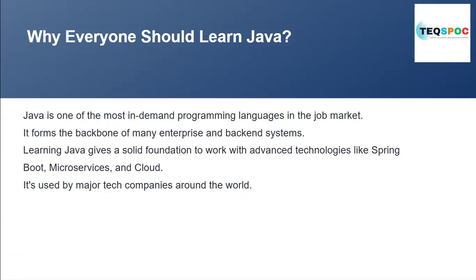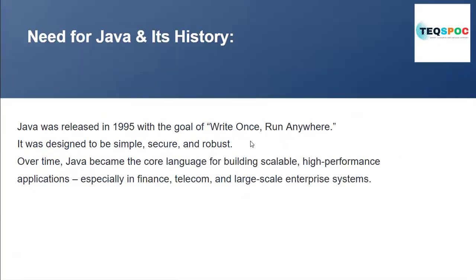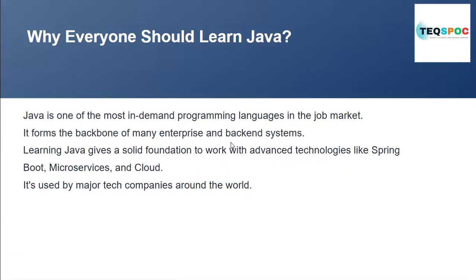And it is used by major tech companies around the world. Basically, in all companies, you will see hundreds of Java developers working. Someone is working on the web application, someone is working on the mobile application, someone is doing testing with the help of the Java language, and many more things. So Java is used widely in all industries for all different types of applications.